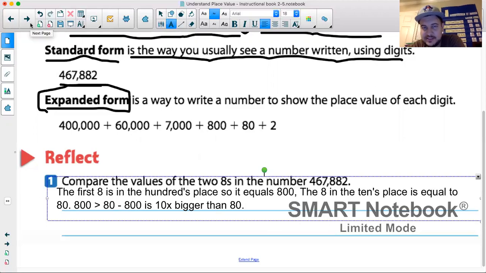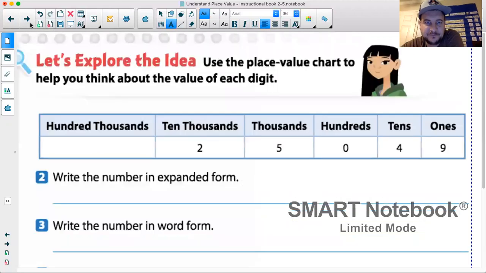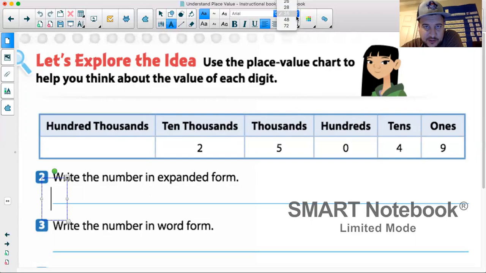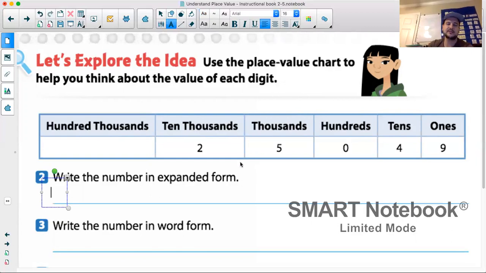Our number system is a base 10 system. Okay, so now let's explore the idea of using a place value chart to help you think about the value of each digit. So we're going to go back to 16. Write the number in expanded form. So expanded form, expand it out.